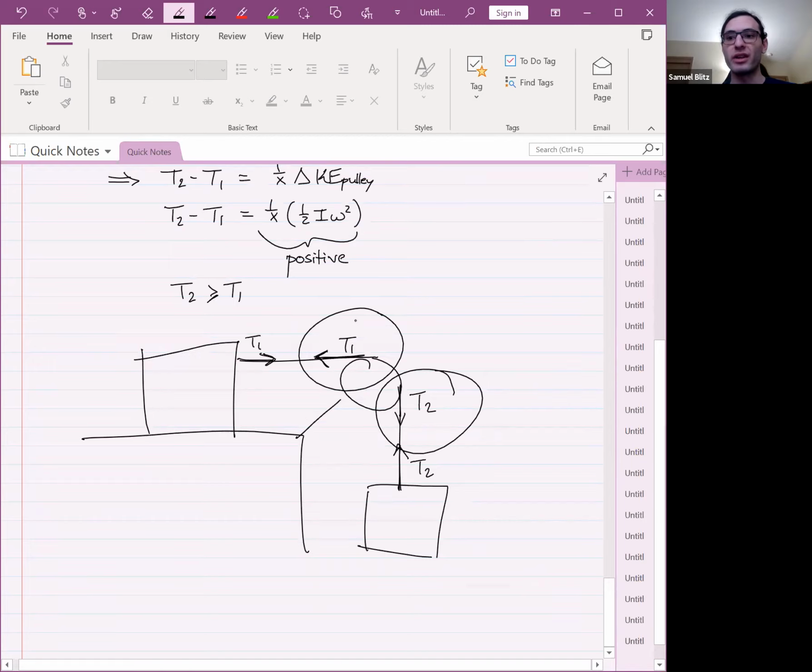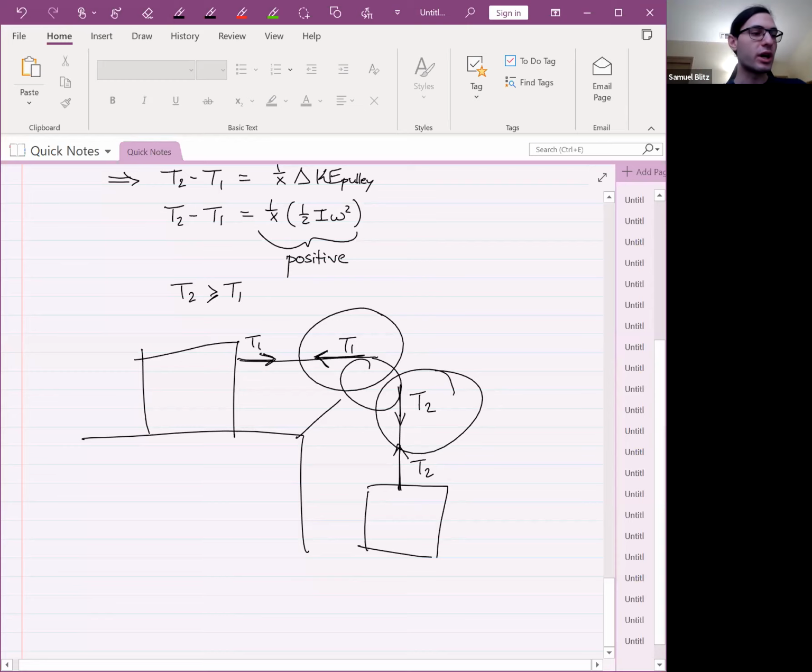Now, if the pulley is massless, you don't need any force in order to get something moving, because basically F equals ma. You can start something moving with 0 force. So you don't need T2 to be any bigger than T1. But because the pulley has mass, you need to be rotating it harder in the clockwise direction than in the counterclockwise direction.